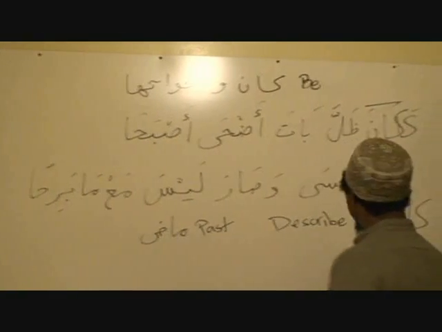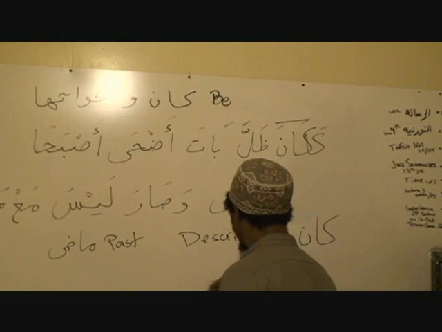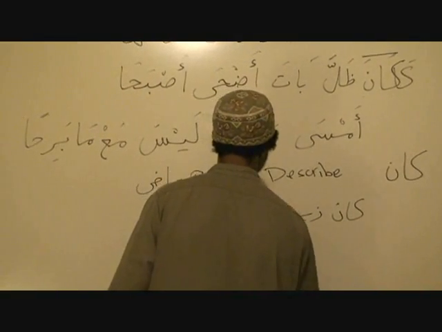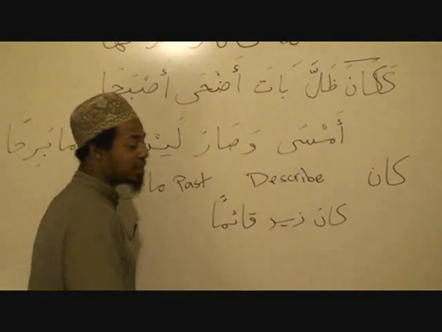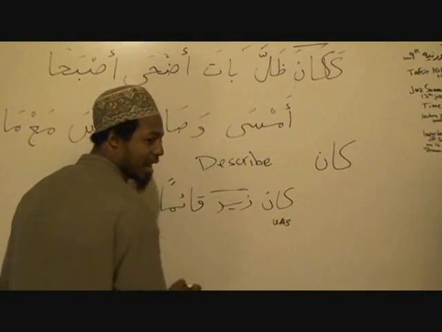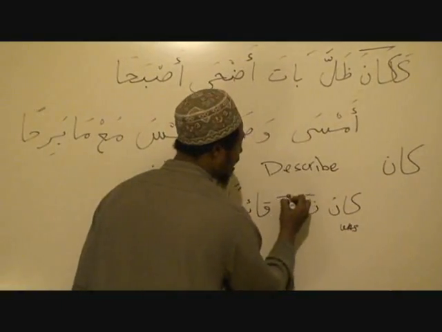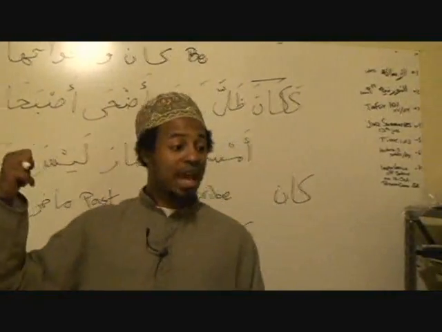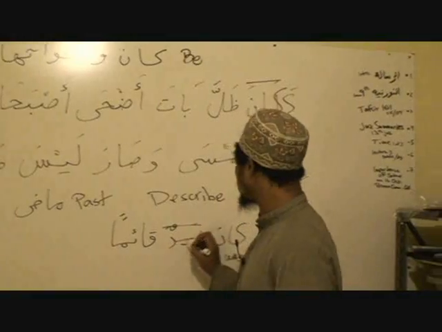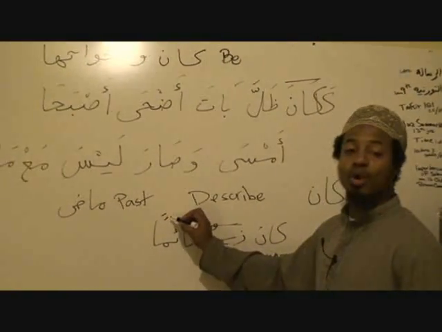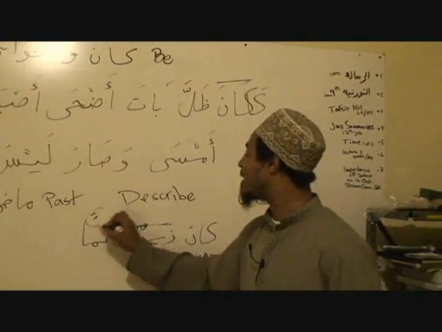So we could say like this: kana zaydun qa'iman. So let's go through this. Kana is "was," okay? And it describes the ismu kana, which is Zayd, and it's going to be dhamma because remember the rule? The first rule is that it makes the ismu kana marfu'. So the ism is now going to be raf'un, meaning it carries a dhamma or what comes in place of the dhamma. And the khabaru kana is going to be mansub, with a fatha or what comes in place of the fatha.